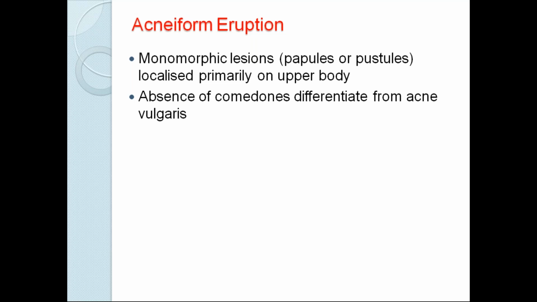And see how you will differentiate this from acne. The pathognomonic lesion of acne is a comedone. That comedone won't be present. Also in acne, you will not see only one kind of lesion. You can see comedones, pustules, papules, all this. A group of different kinds of lesions are seen in acne. Whereas in acneiform eruption, only one morphological type of lesion will be present. So that's how we differentiate.